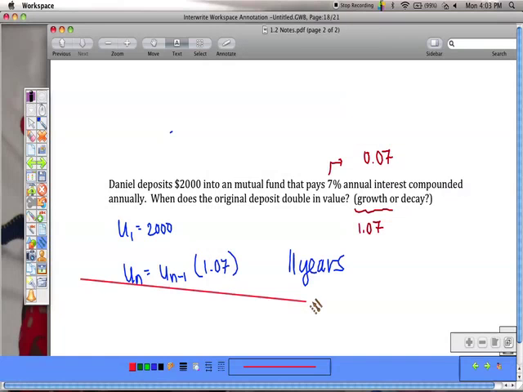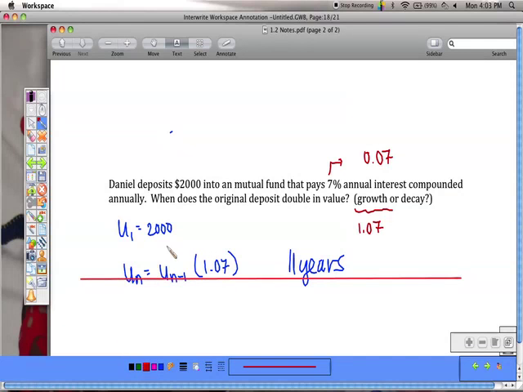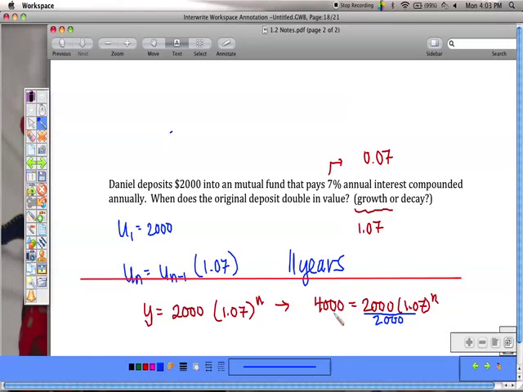Now, if you remember from a previous chapter, we've looked at how to solve these as well. So let's review how you can write this exponentially. So we would write y equals our starting value, $2,000, times 1.07 to the n, where n is number of years. If you want to figure out how long it takes for your money to double, $4,000, we can set up this equation. Alright, to solve this, we want the base and the exponent by itself. So you divide each side by 2,000. So you have 2 equals 1.07 to the n.